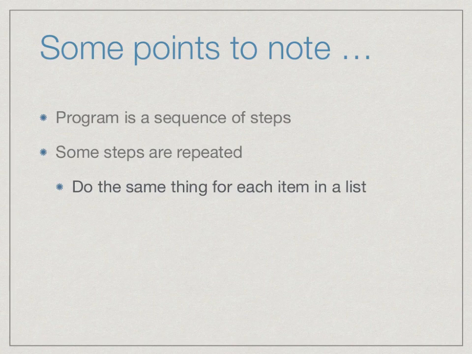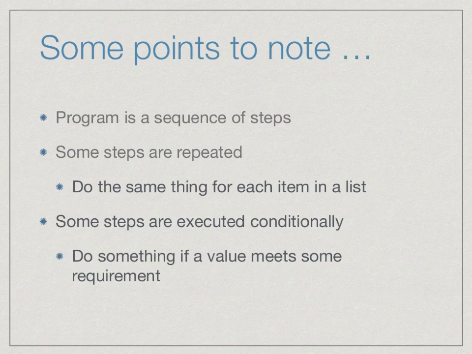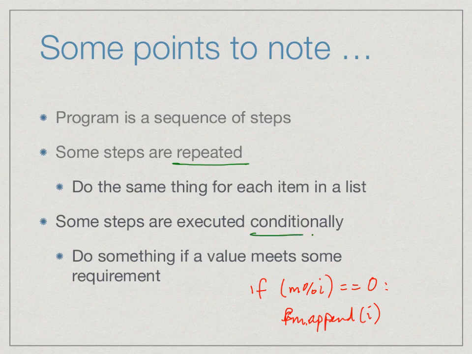We do something, for example, here for each item in a list. And some steps are executed only if the value that we're looking at meets a particular condition. Right? So when we say something like if m percent i is 0, if the remainder of m divided by i is 0, then append. Okay, so the step append i to fm, the factors of m, this happens only if i matches the condition that it's a factor of m. So we have repeated steps, the same thing done again and again, and we have conditional steps, something which is done only if a particular condition holds.